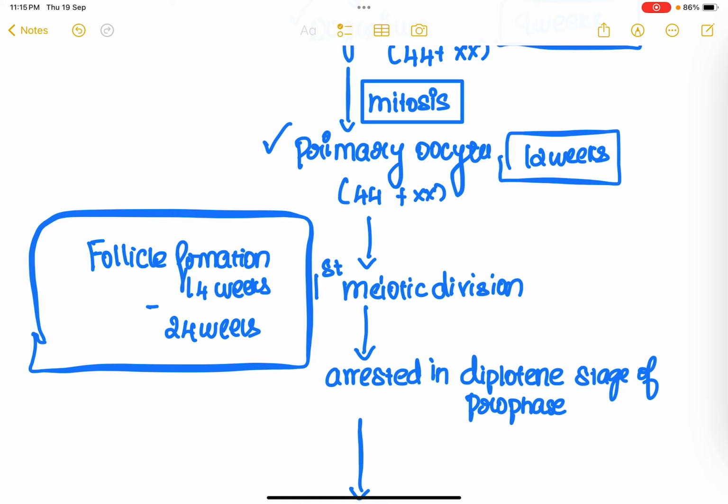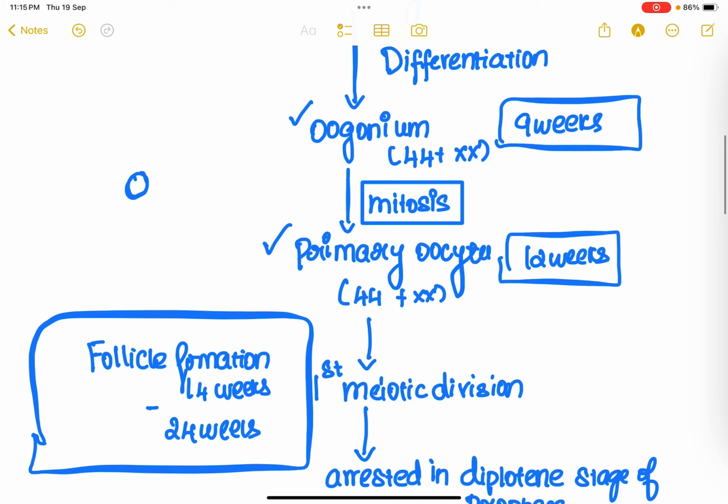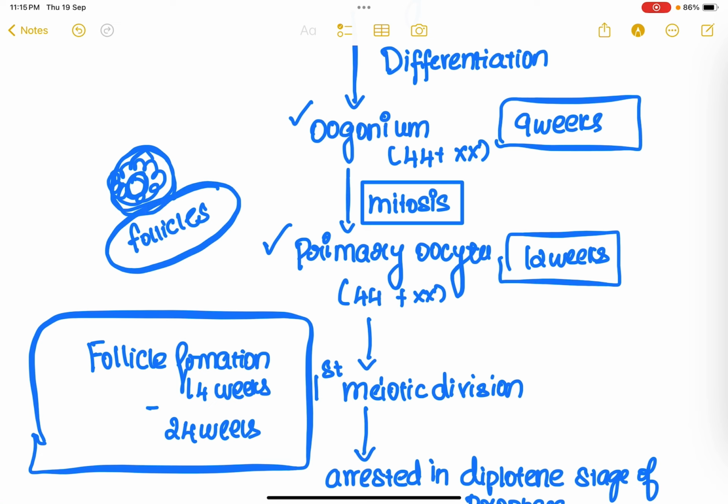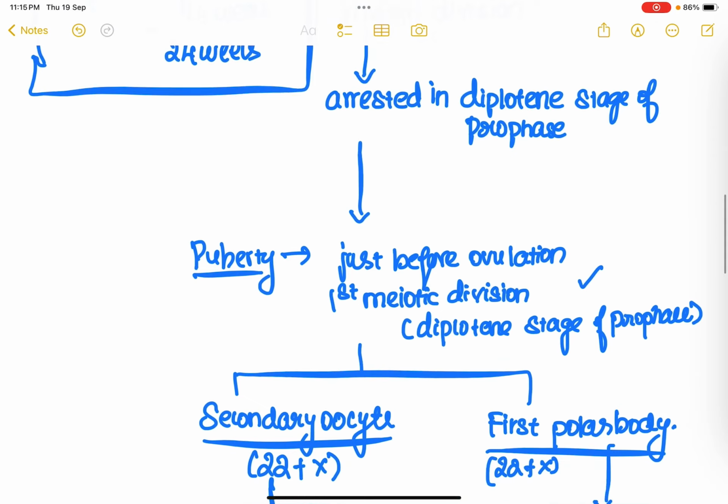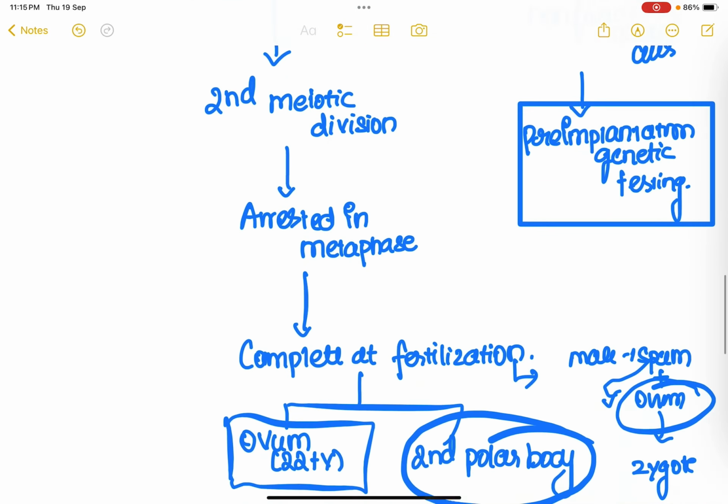Yes. So what are these follicles? These follicles are nothing but the oocyte, which is going to be surrounded by cuboidal granulosa cells. So let's say for example this is the oocyte, and this oocyte is going to be surrounded by the cuboidal granulosa cells. So the oocyte, which is going to be immature, surrounded by the granulosa cells, these will form the follicles. So the follicle formation begins at around 14 weeks and is completed by around 24 weeks. So this is all about the oogenesis.